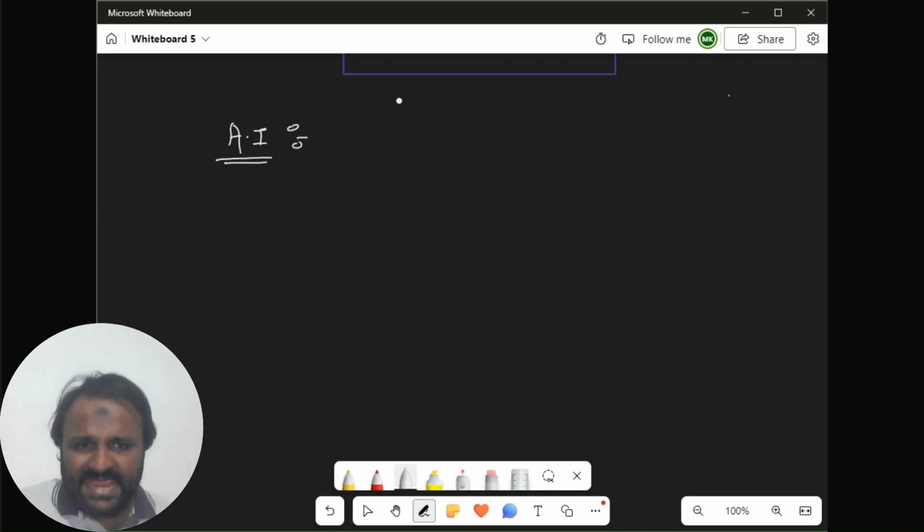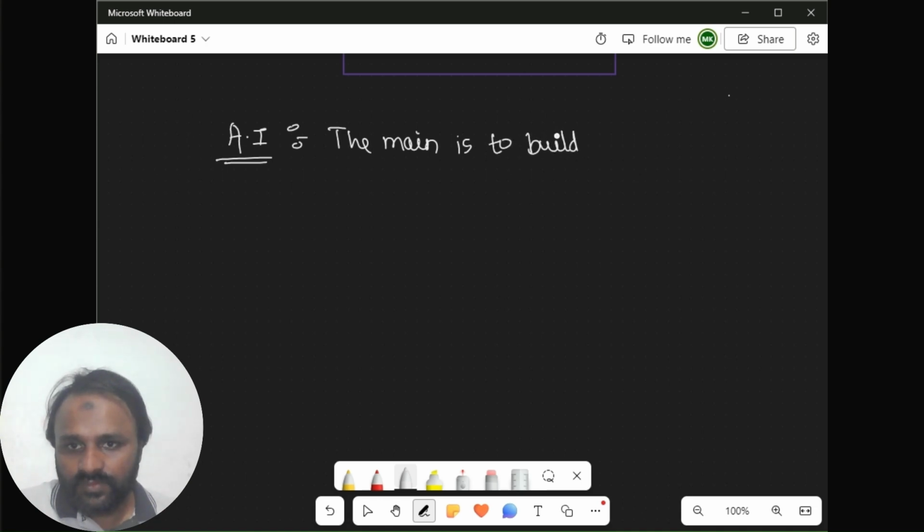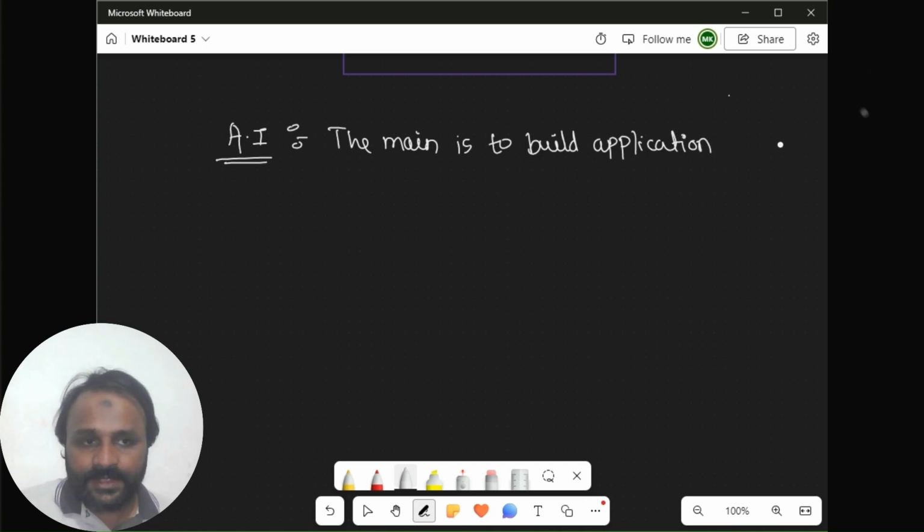So what is the main aim? Sorry, my handwriting is a little bit different, so forgive me about that, but I will try my best to elaborate about this particular thing. The main aim is to build applications.